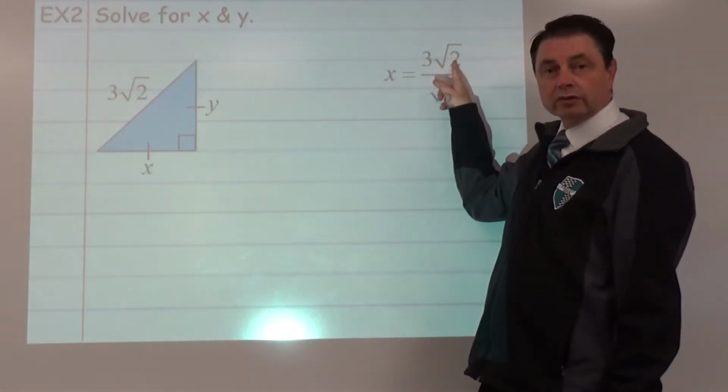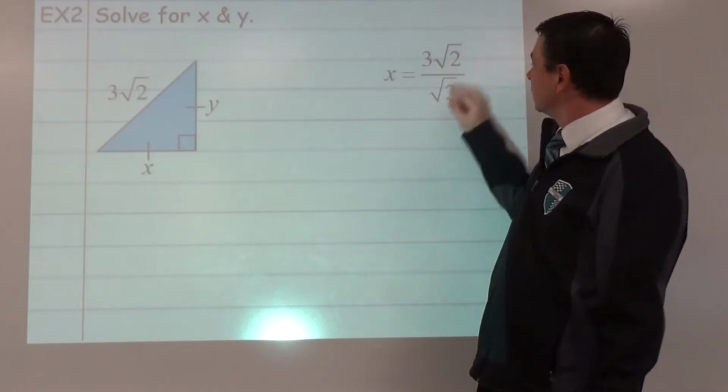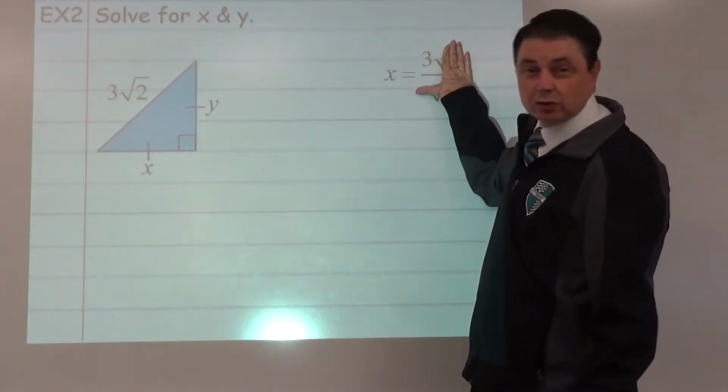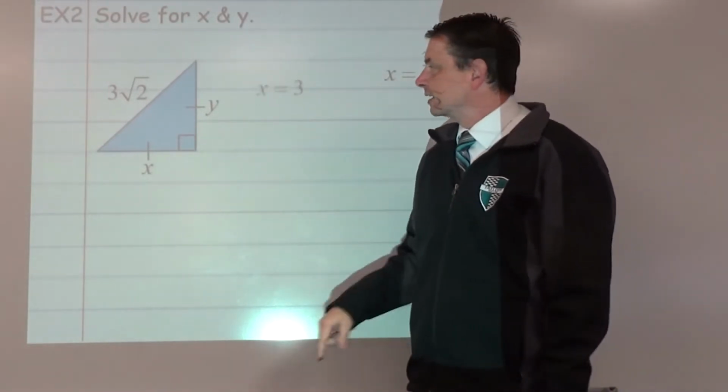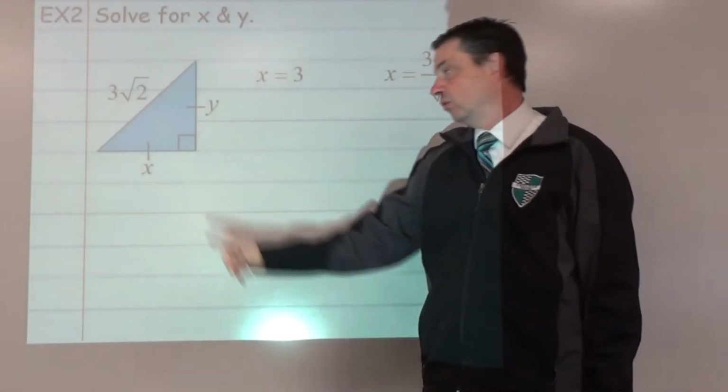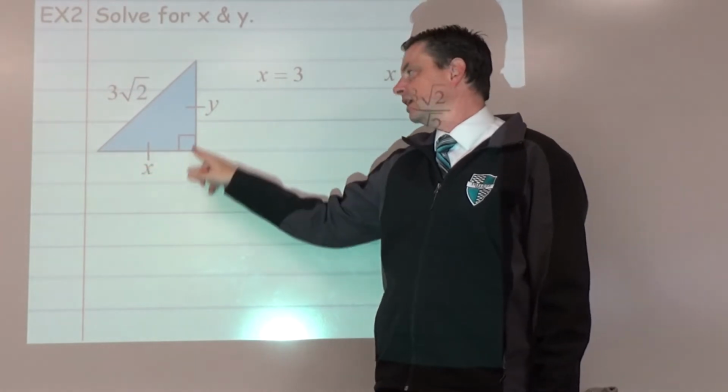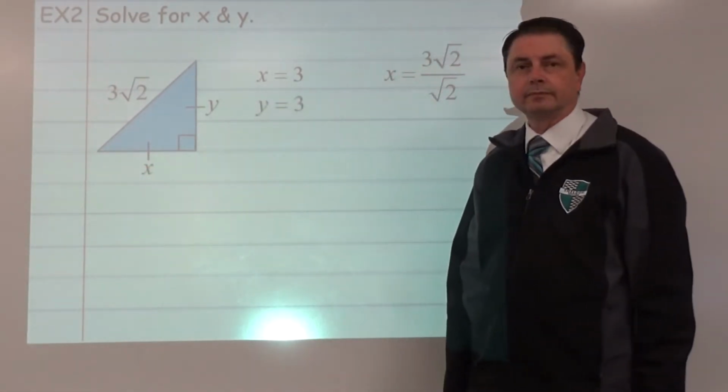3 times the square root of 2 divided by the square root of 2. Well, square root of 2 divided by square root of 2 cancels, or you can think of it as 1. 3 times 1 is 3. X is 3. And if one of the legs is 3, then the other leg is also 3.